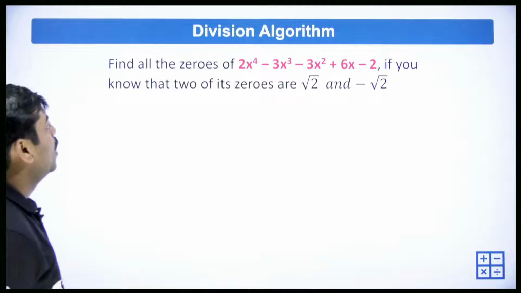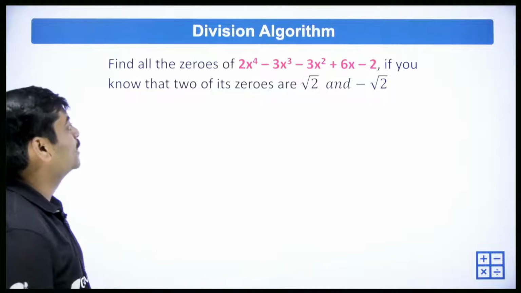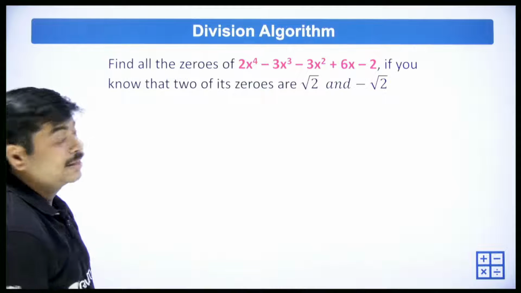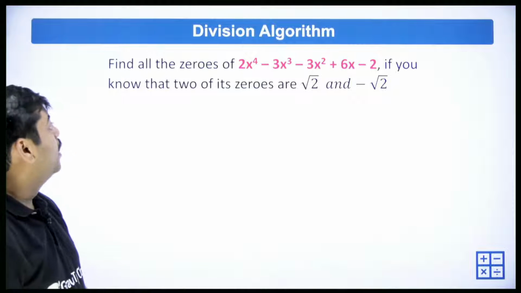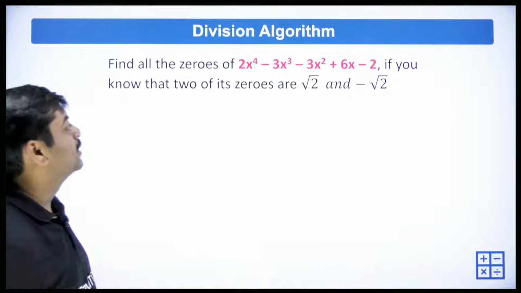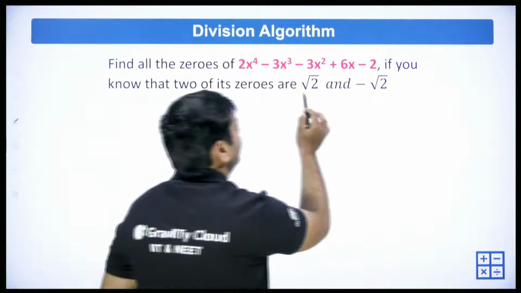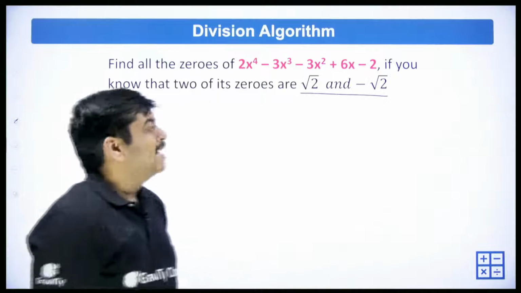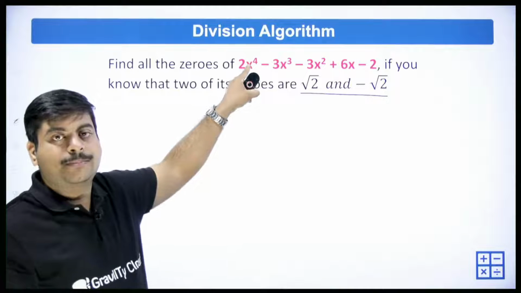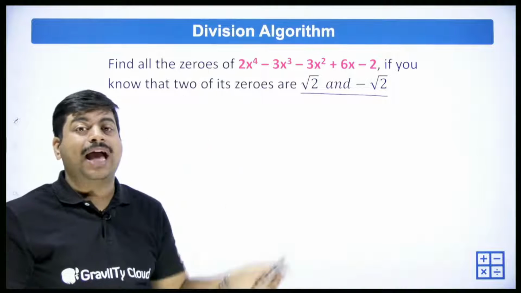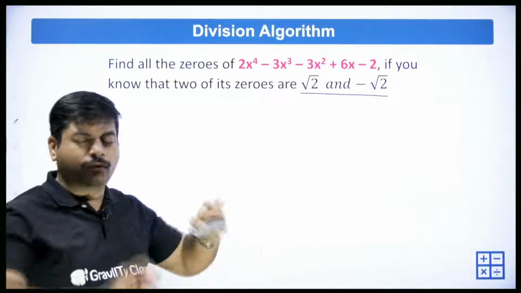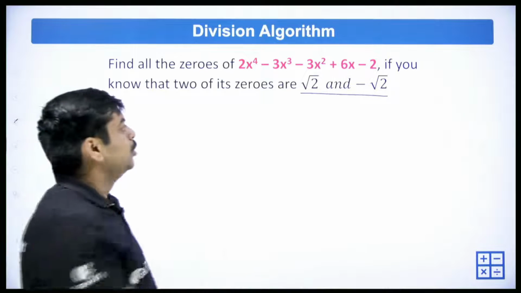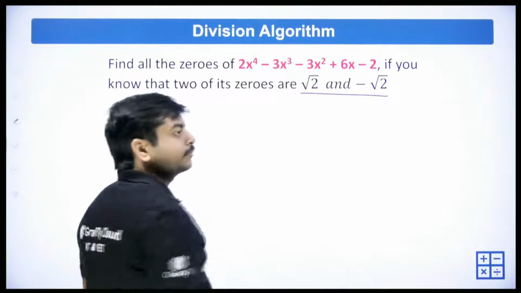So what is the next one? Find all the zeros of 2x power 4 minus 3x cube minus 3x square plus 6x minus 2, if you know that two of its zeros are root 2 and minus root 2. See, this is an x power 4 term, right? x power 4 will have 4 roots, 4 zeros. Out of that, 2 zeros are already given.